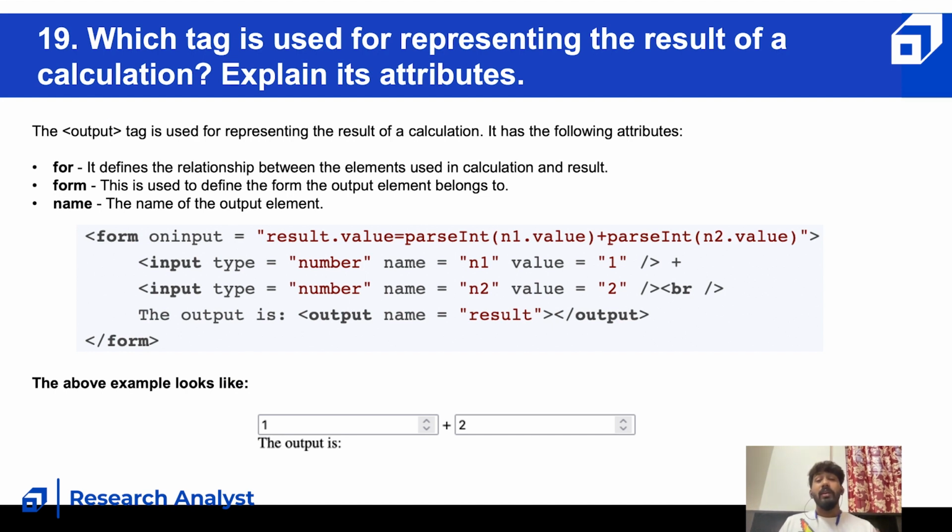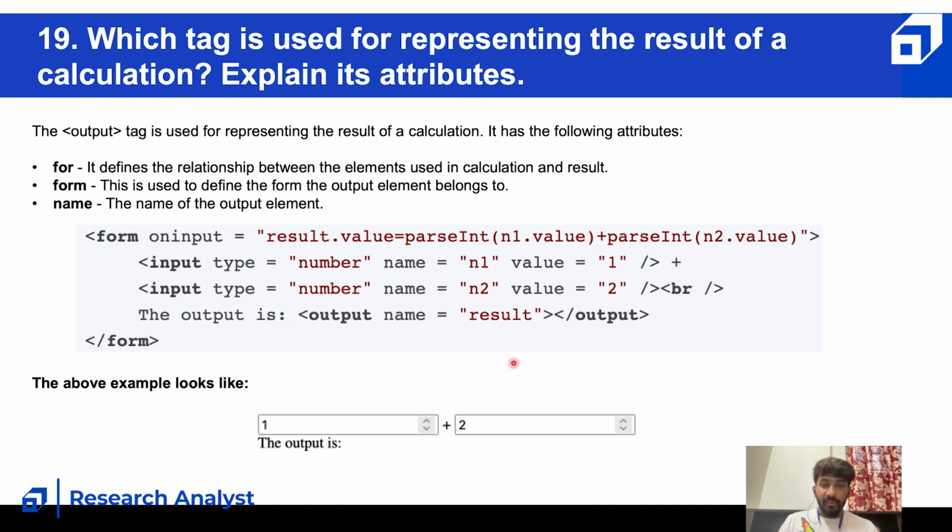The 19th question. Which tag is used for representing the result of a calculation? Explain its attributes. Okay, so for example, you can easily calculate using JavaScript by entering the code. But in this case, you want to do it using HTML5 itself. So there is a tag which you can use to do that particular action. But what is that particular tag? Okay, so the output tag is used for representing the result. The output tag. Okay, you use the output tag and it will represent the result.